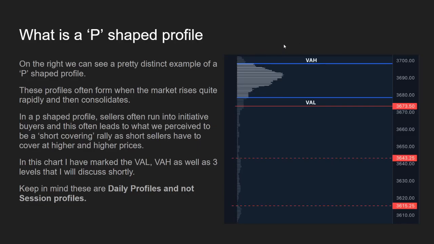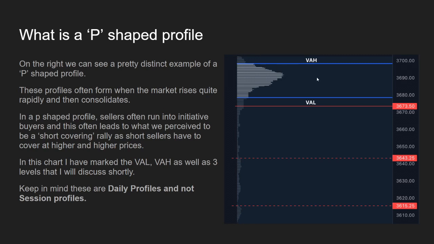So on the right of my presentation, you can see what I call a stereotypical P-shaped profile. On this chart, I've marked on the value area high as well as the value area low. We can see quite a clear, distinct distribution at the top with much smaller distributions at the bottom.